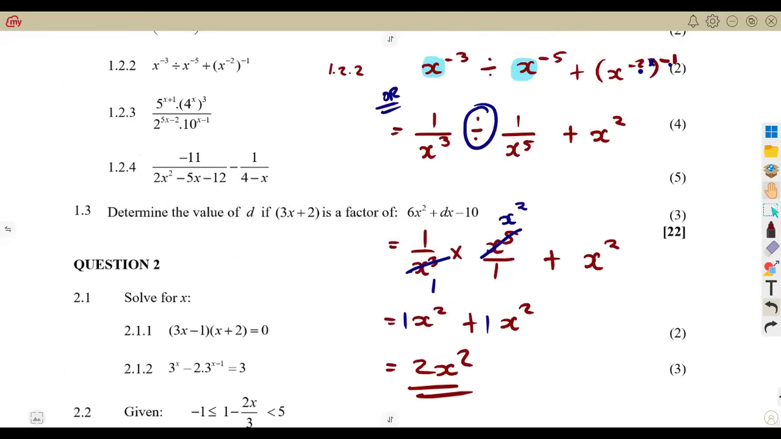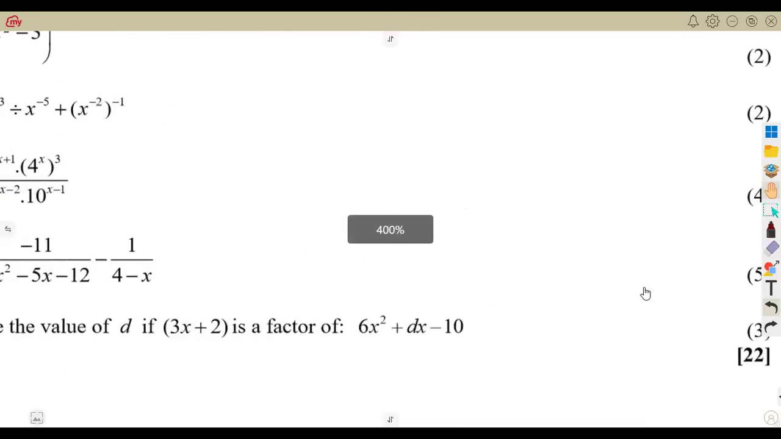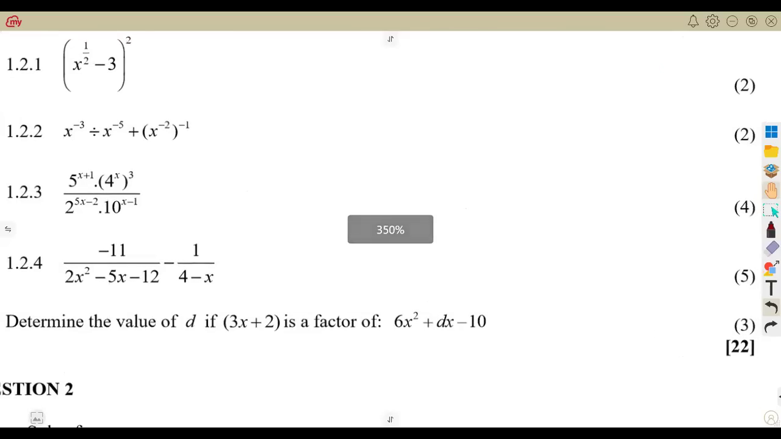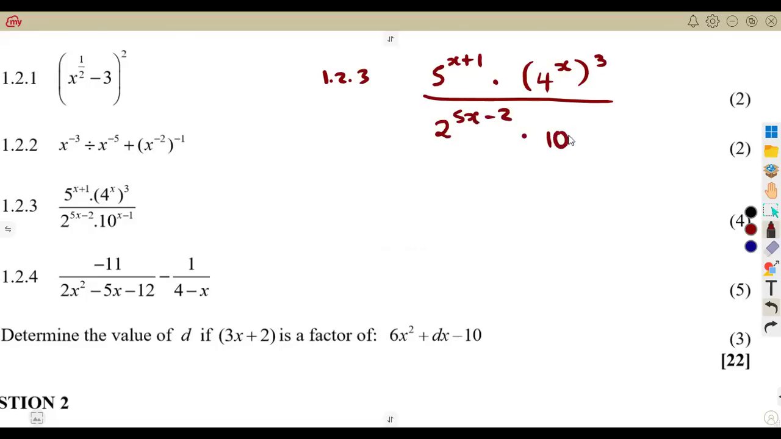I don't know which way you are using to simplify, but you can have that in any way that you understand. On 1.23, it is also to simplify, and this is part of our exponents that we need to apply in this case. We are given 5 to the exponent of x plus 1 multiplied to 4 to the exponent of x, raised to the exponent of 3, everything over 2 to the exponent of 5x minus 2 times 10 raised to the exponent of x minus 1.